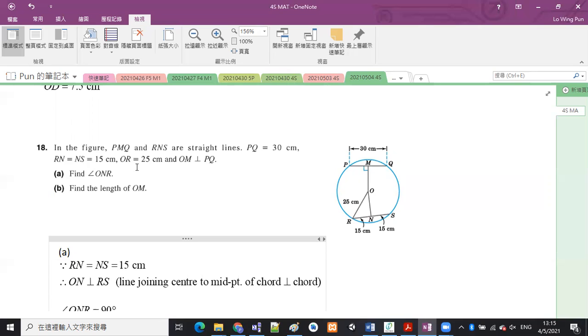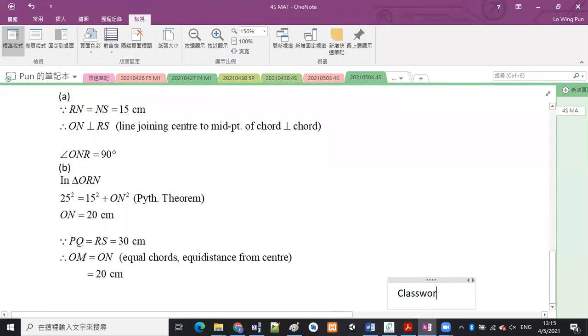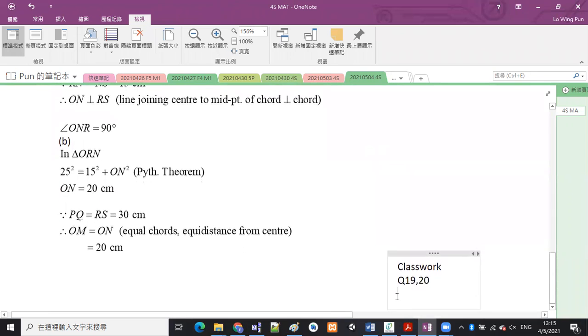I give you a little time to do two questions first. So let's do question number 19 and 20. I give you 5 minutes to work on number 19 and 20, and then I'll talk about these two questions.